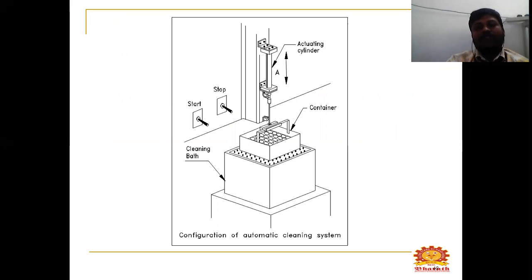If you switch it on, the cylinder will extend and hold the container, and it will be dipped in this cleaning bath, and then the container will be shifted to another position. For shifting, you will require a double acting cylinder. It will actuate and hold the container and dip it in the bath, and after cleaning it will be taken back to its normal position. Using the start and stop push buttons, you can actuate these things.